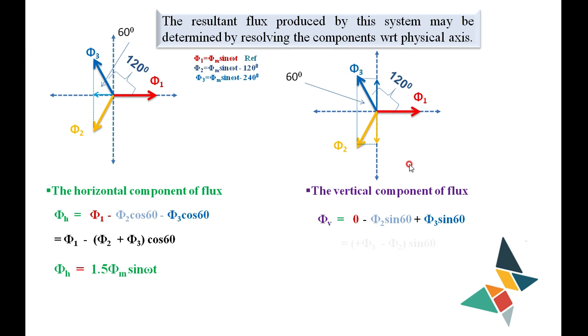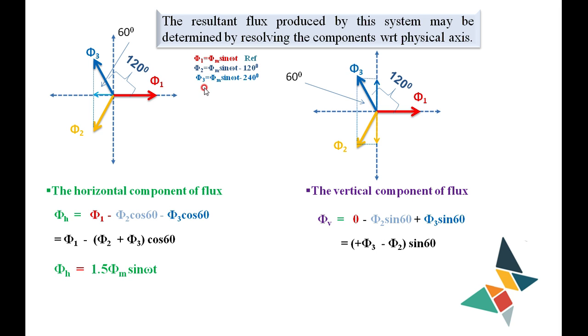Therefore, you can find the vertical axis component. The y component of phi 1 is 0, then phi 2 is acting in the minus y axis, therefore it is minus phi 2 sin 60, and the y component of phi 3 is acting along the plus y axis, therefore it is phi 3 sin 60. Once again, you can take sin 60 common here, then you write phi 3 minus phi 2 into sin 60.